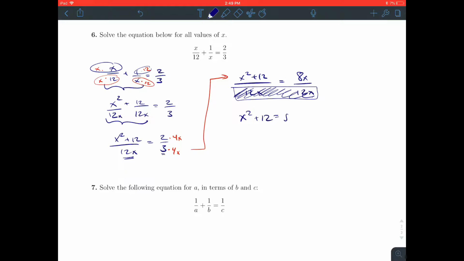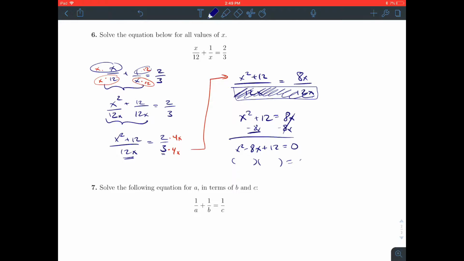x squared plus 12 is equal to 8x. And this is great because it's a much easier equation than the one we started with. We're down to no fractions after starting with 3 fractions. And it's in a classic form almost. It's almost exactly the sum and product form. So let's subtract 8x on both sides to set it equal to 0. Now we get x squared. Always make sure the x term is in the middle, just like I placed it. Minus 8x plus 12 equals 0.